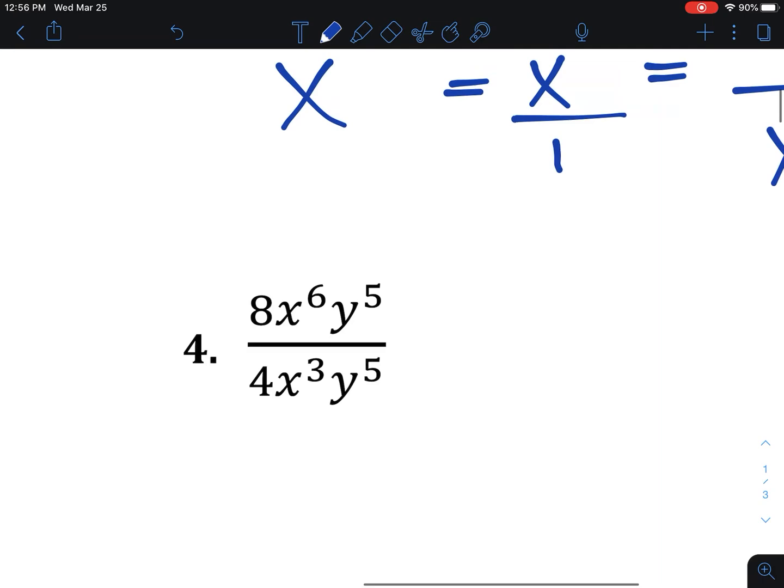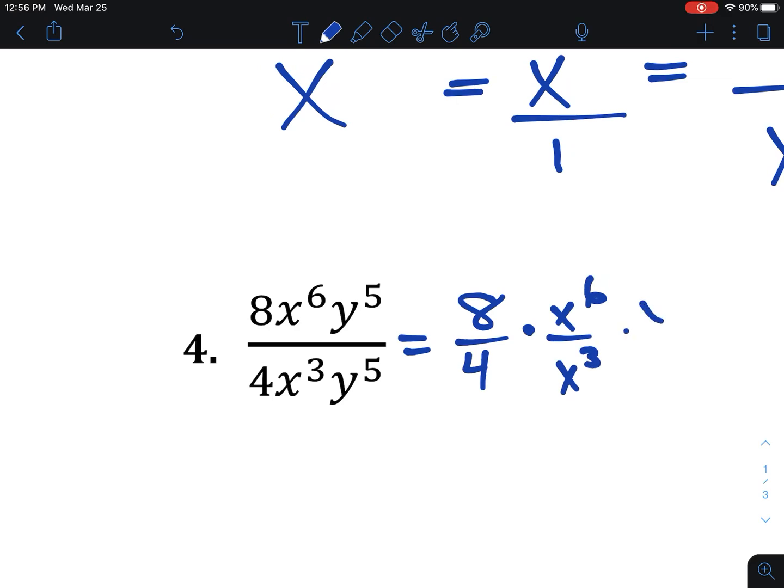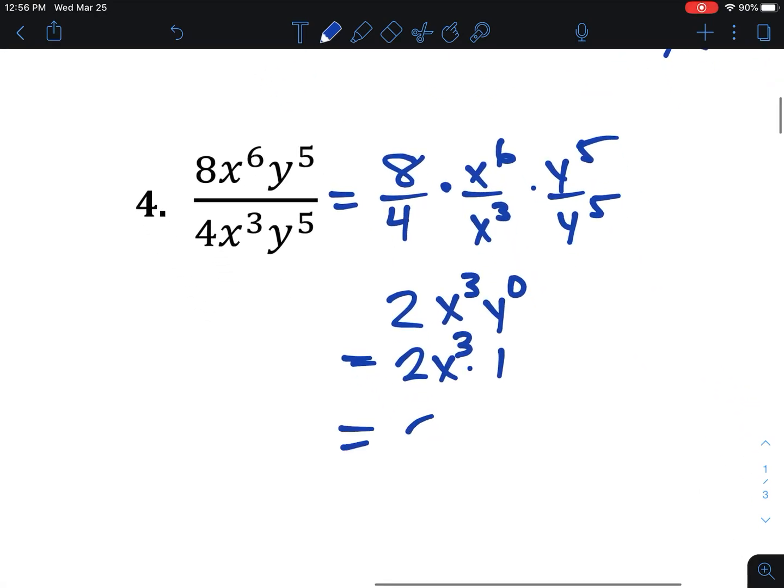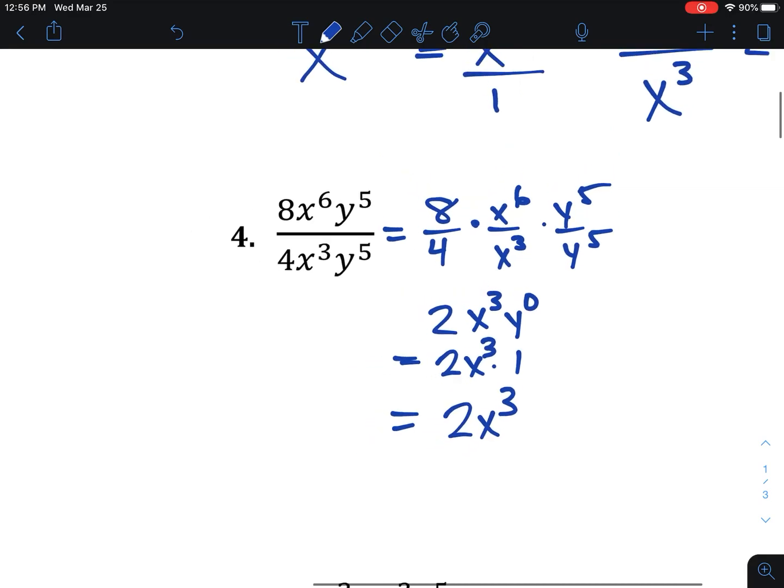For the next one, very similar. Do the numbers together, do the x's together, and then do the y's together. We just have y's this time. 8 over 4, you're dividing, remember, so that's 2. x to the 6 over x cubed would be x to the third. Keep the base, subtract the exponents. This would actually be y to the 0. Now, anything to the 0 is just 1, which you don't have to write times 1. You can just call this 2x cubed.